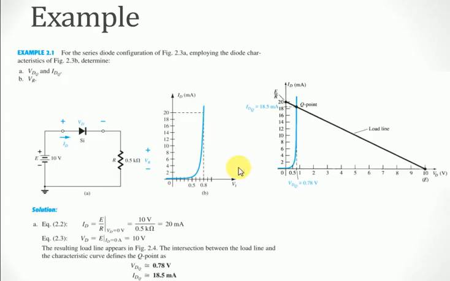In this example, for the series diode configuration of the figure given below, employing the diode characteristics of figure 2.3b, we have to determine A, VDQ and IDQ, and B, VR. In figure A there is only the circuit, while in figure B you have the characteristic curve of a diode. From this characteristic curve we will get the information about VDQ and IDQ.